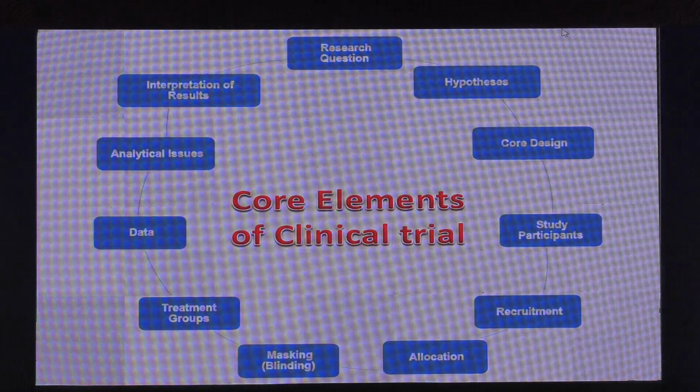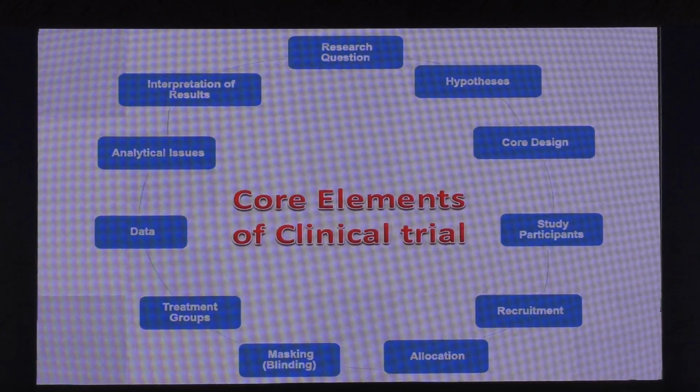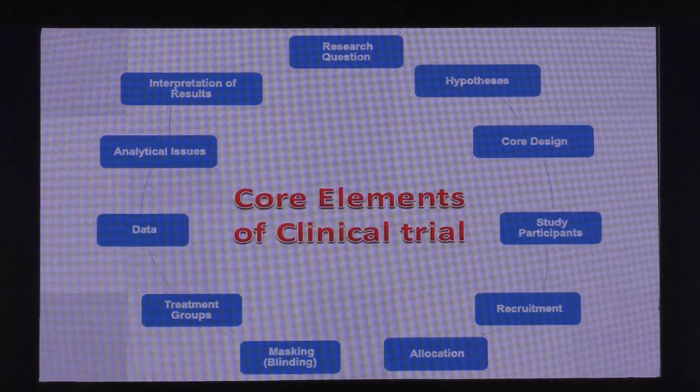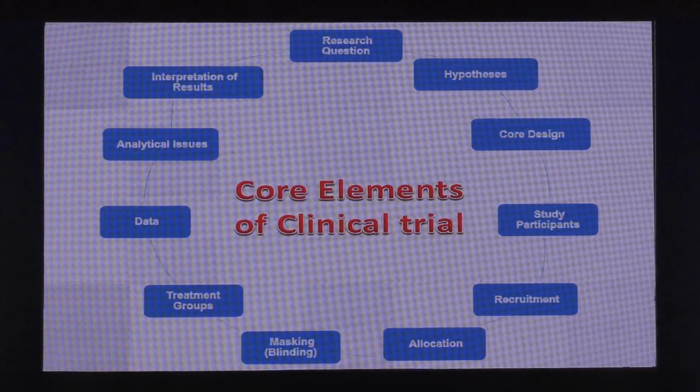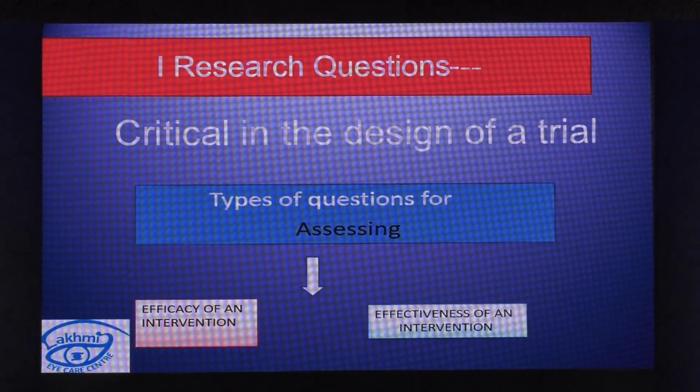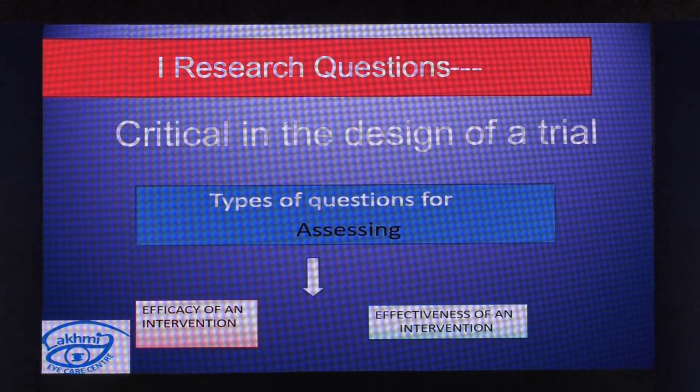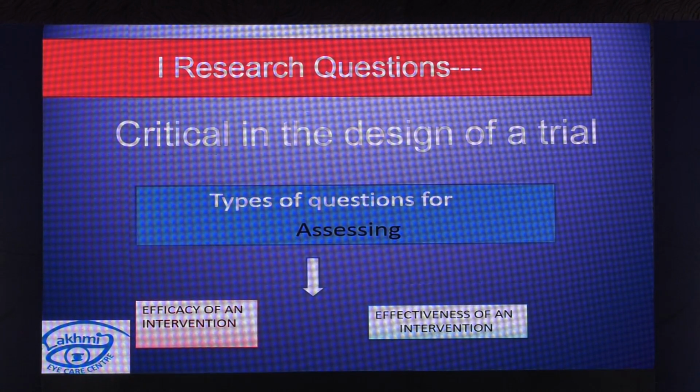There are different core elements of a clinical trial. They include the research question, hypothesis, core design, study participants, recruitment, allocation, masking, treatment group, data, analytical issues, and interpretation of the result. First, the research question is critical in the design of a trial. The types of question are assessing the efficacy of an intervention and the effectiveness of an intervention.